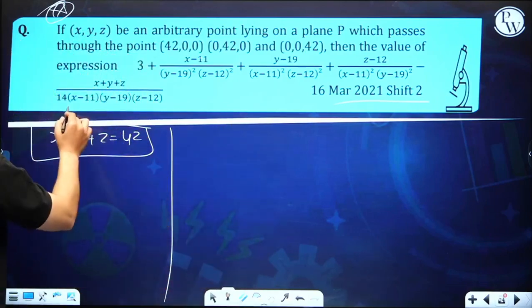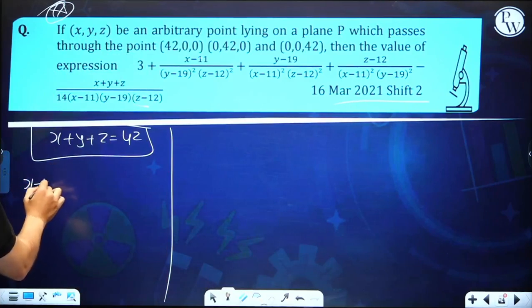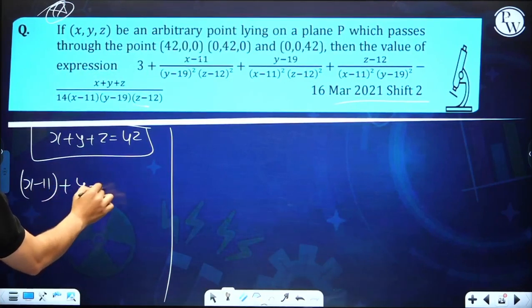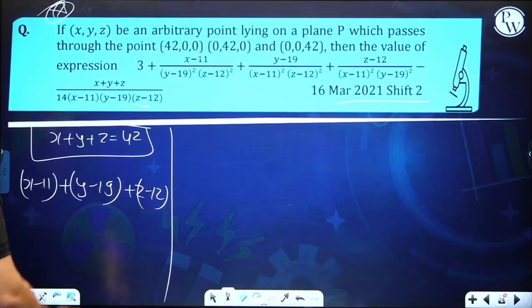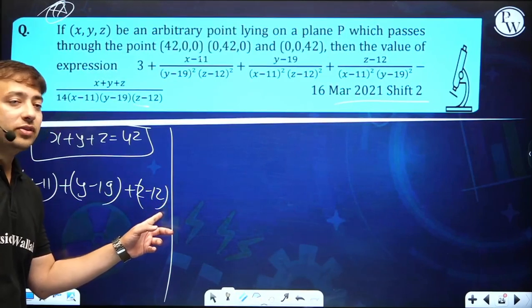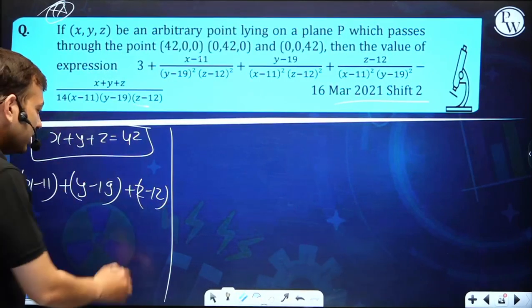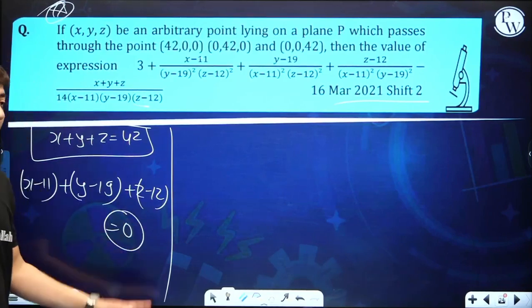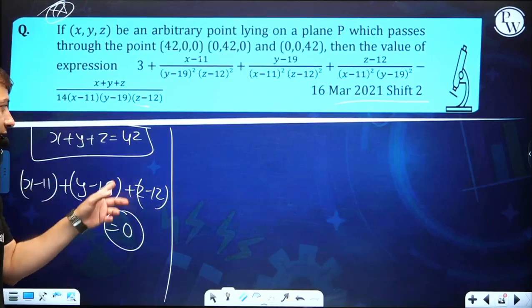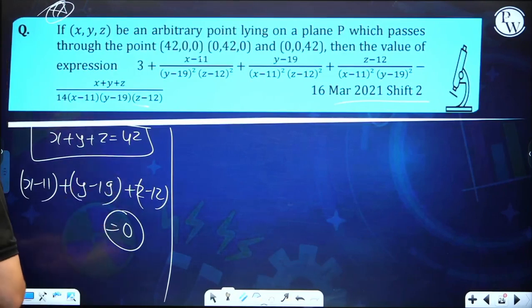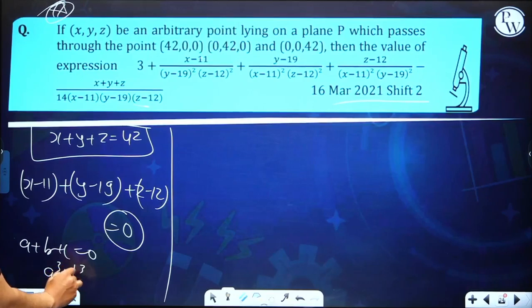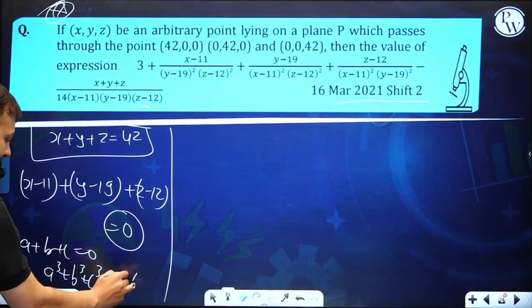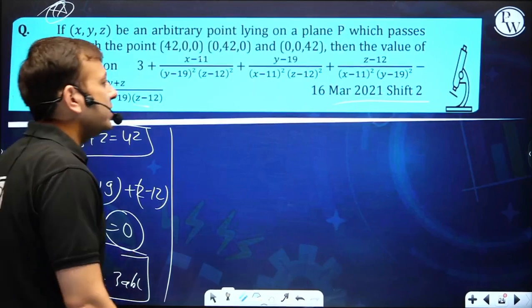Now, if you carefully see, X minus 11 plus Y minus 19 plus Z minus 12. See, 11 plus 19 is 30, 30 plus 12 is 42. So 42 can be written in this form, so it is equal to 0. Right? Because this is true, if this is equal to 0, now A cube plus B cube. We know that if A plus B plus C is 0, A cube plus B cube plus C cube is 3ABC. This is the basic fundamental.